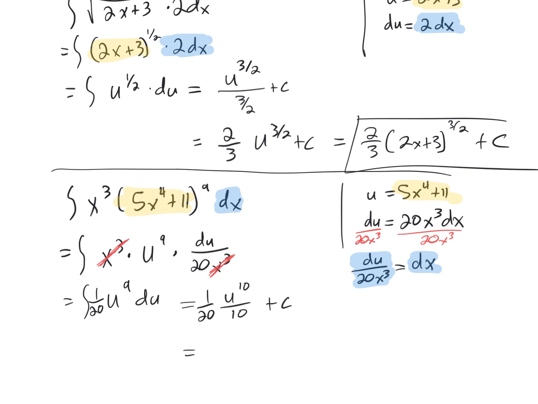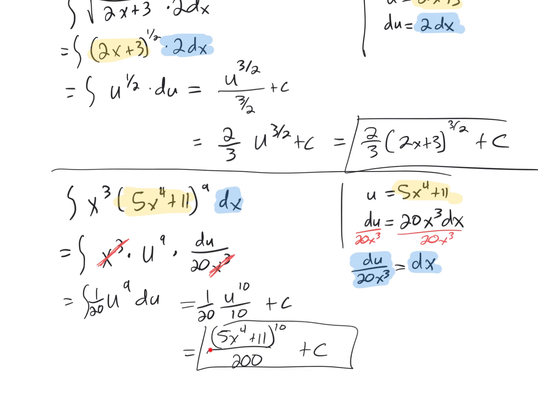So let's go ahead and substitute. We'll do two things. We're going to substitute the 5x to the 4th plus 11 back in for u, and then also we have two numbers in a denominator. Let's go ahead and multiply those together. So what we will end up with is 5x to the 4th plus 11, all raised to the 10, then we're dividing by 200 plus c. So we end up with this being our answer.